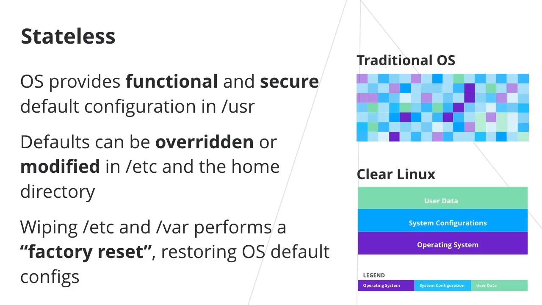These shipped defaults can be overridden or modified by the user placing a system-wide configuration file under etc or a user configuration file in the home directory under .config. While other operating systems will ship incomplete configuration files under etc or even in the home directory, Clear Linux maintains a clear separation of configuration data. A benefit of this approach is that wiping etc and var performs a factory reset on the system by removing user modifications and restoring the OS default configs.